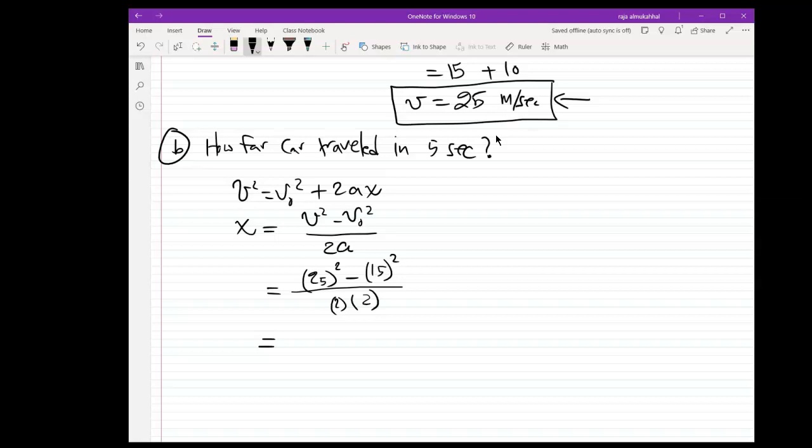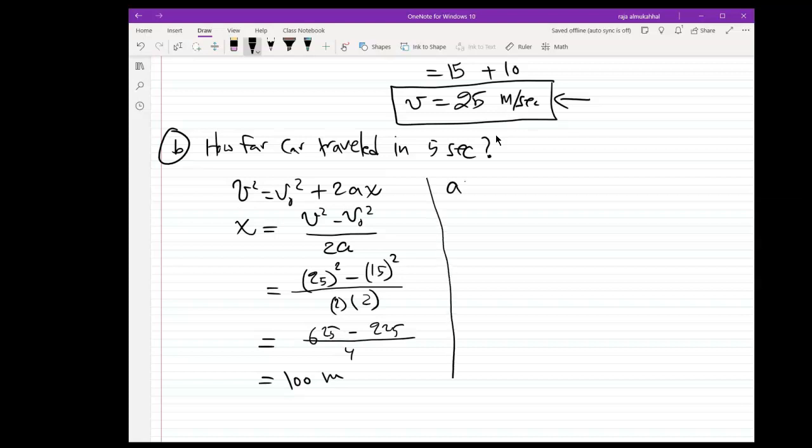So we have here 625 minus 15 squared is 225, divided by 4, right? So we have divided by 4, answer 100. So according to my calculation, the car has traveled 100 meters, all right?